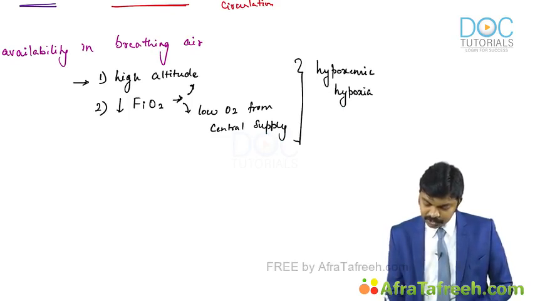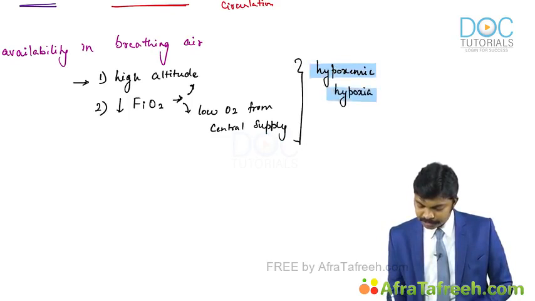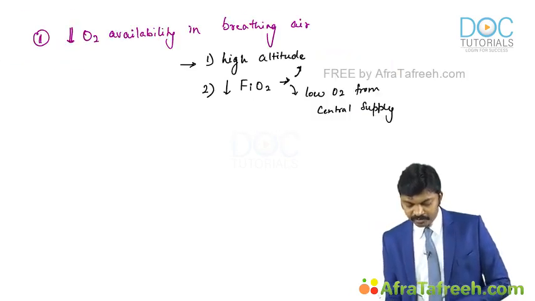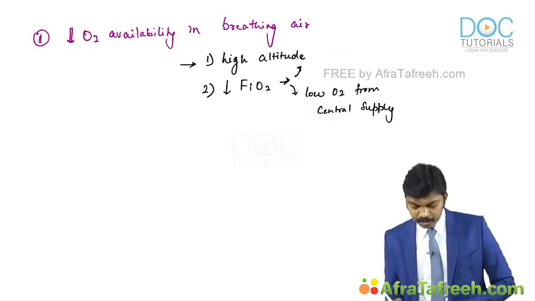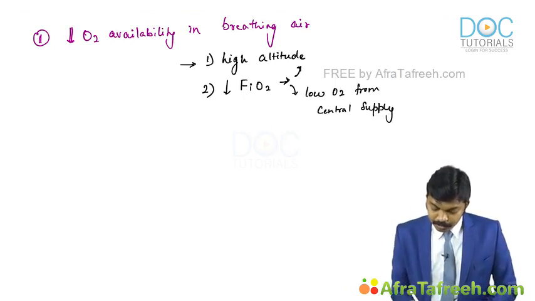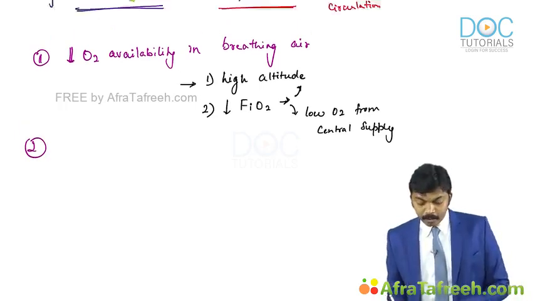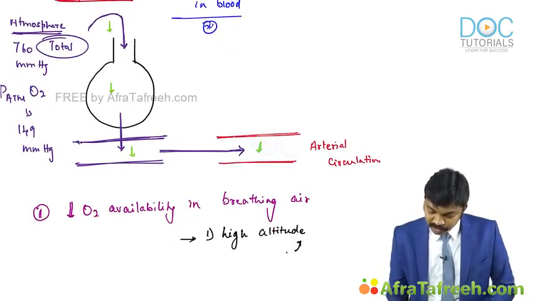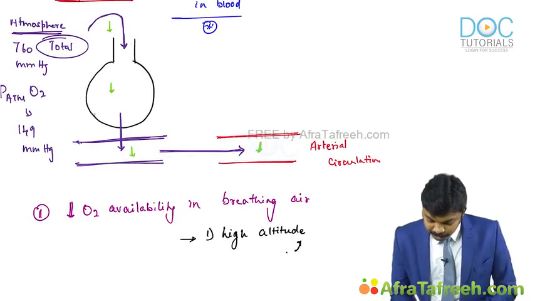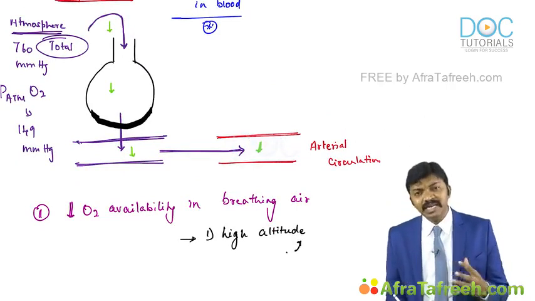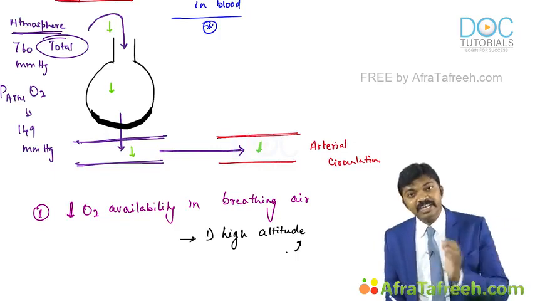The fourth condition, doctors, hypoxia due to reduced arterial oxygen level. Point number 1, decreased availability of oxygen in breathing air. Let's move to the second condition. Now, the oxygen availability is absolutely fine, no problem at all. But what happens when the membrane is very thick? When there is a thickening of membrane due to fibrosis, interstitial pneumonitis, conditions like that, because of thickened membrane, there is going to be a diffusion defect.